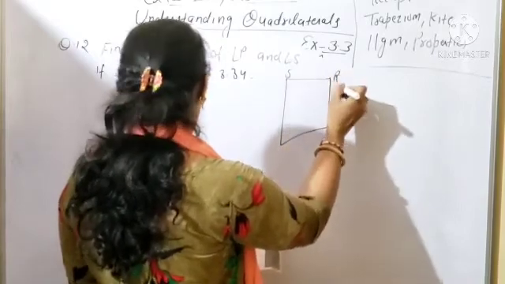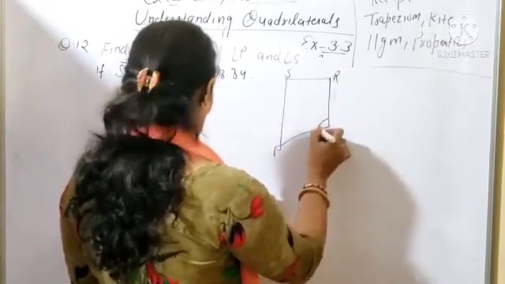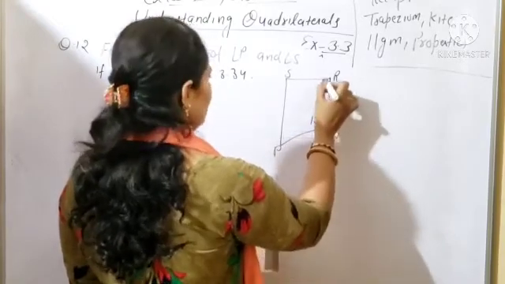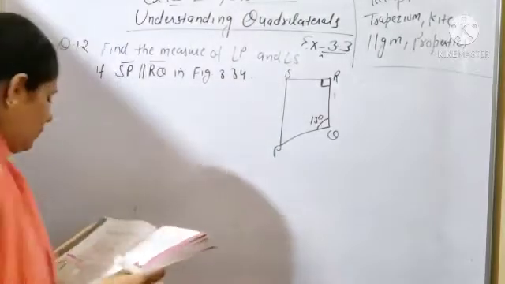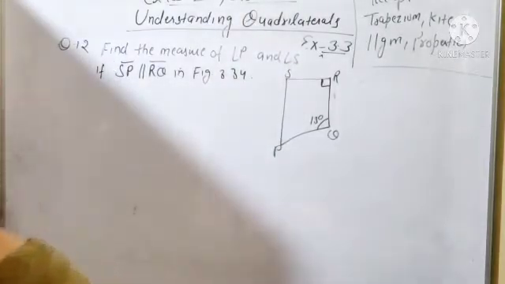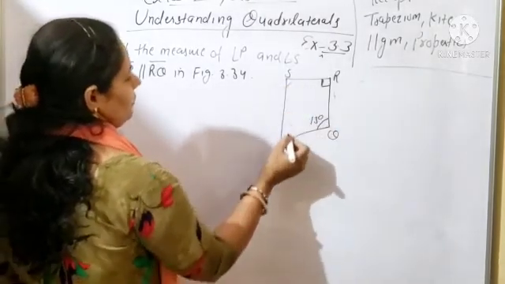S, R, Q, and this one is P. This one is given, Q angle is 130. This one is 90 degree, or you can say right angle. Okay. If you find the measure of angle R, is there more than one method to find the measure of angle P? Okay, fine. So find the measure of angle P and angle S. This one angle and this one you have to find out.